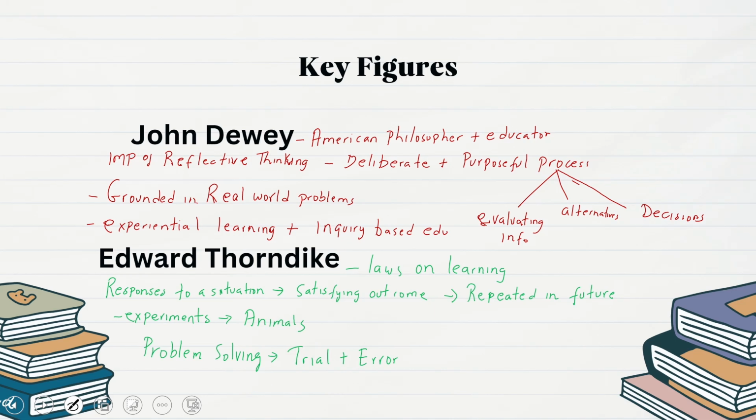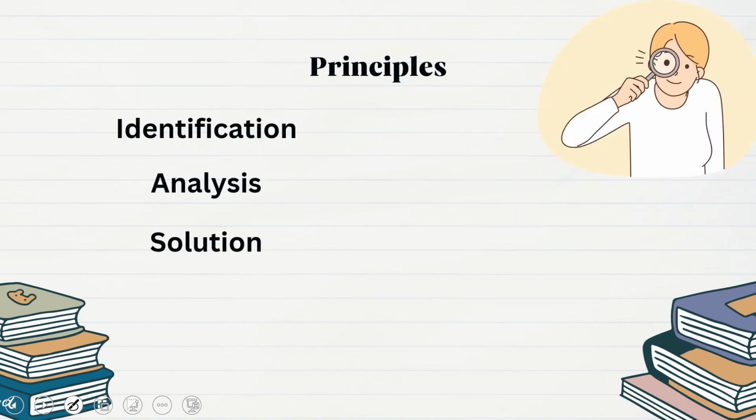So let's take a look at some of the principles that are involved in this problem solving theory. So first we have identification. So this is in a way recognizing that the problem exists. So this involves trying to identify a gap between the current state and the desired goal, and understanding that something needs to be done to bridge the gap.